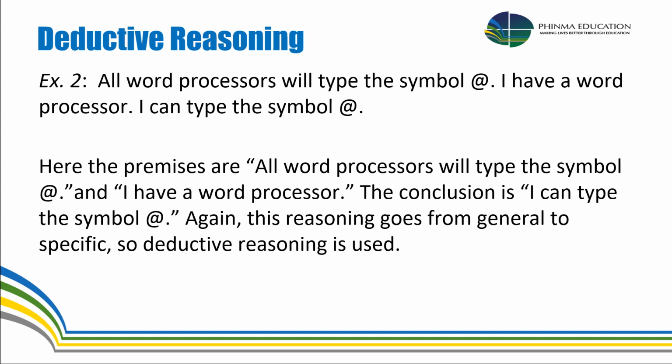This is the specific statement or specific person. Then since we have this general and specific, we have this conclusion. The conclusion is I can type the symbol at. Again, this reasoning goes from general to specific, so deductive reasoning is used.